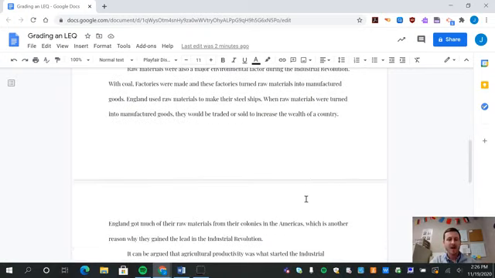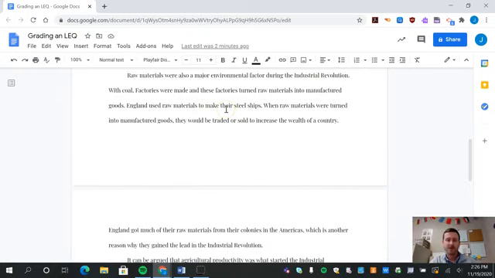But let's go on. Raw materials were also a major environmental factor during the Industrial Revolution. With coal, factories were made, and these factories turned raw materials into manufactured goods. England used raw materials to make their steel ships. When raw materials were turned into manufactured goods, they would be traded or sold to increase the wealth of a country. England got much of their raw materials from their colonies in the Americas, which is another reason why they gained the lead in the Industrial Revolution. Again, like we see these words of "which," and these linking things, bringing them together. When raw materials were turned into manufactured goods, they would be traded or sold to increase the wealth.